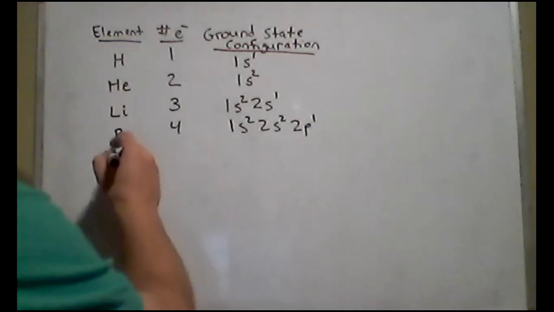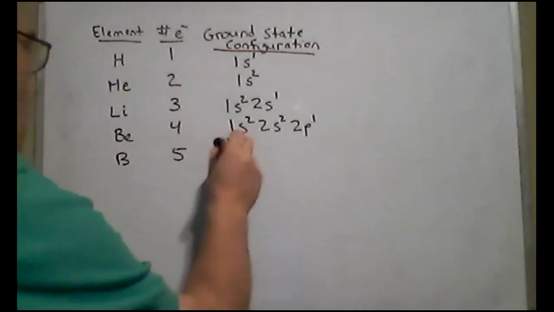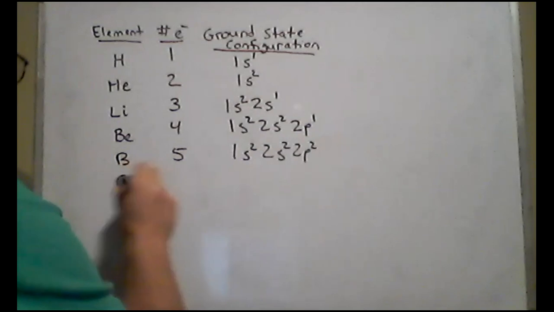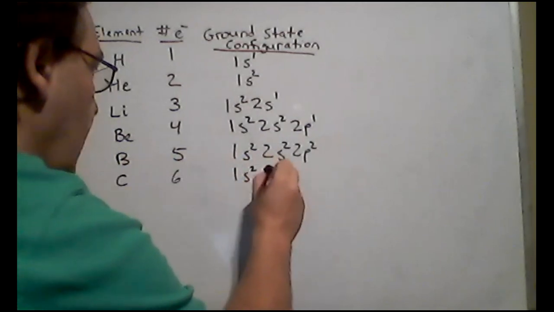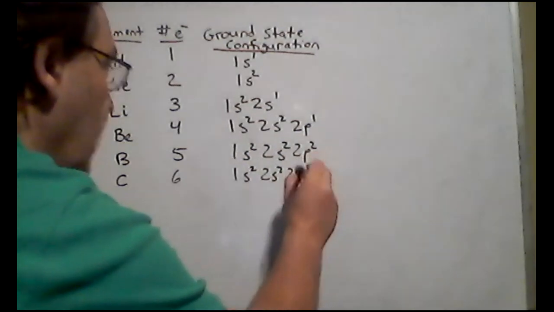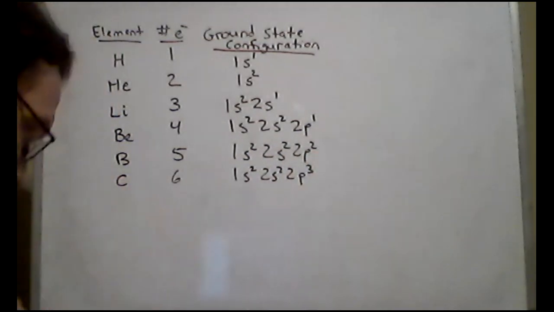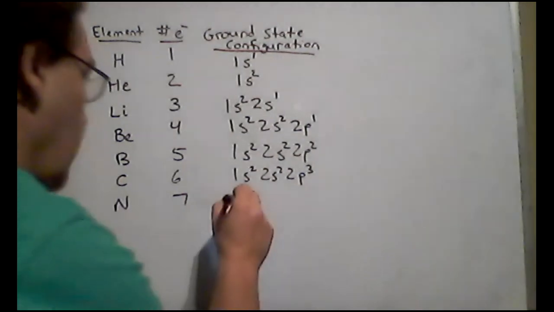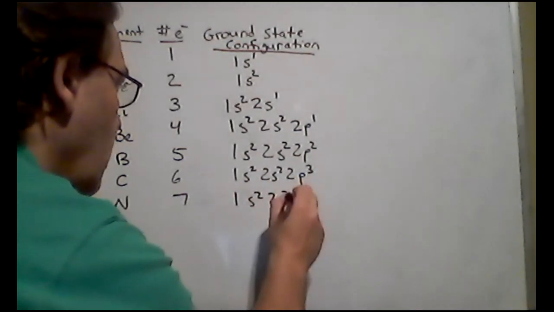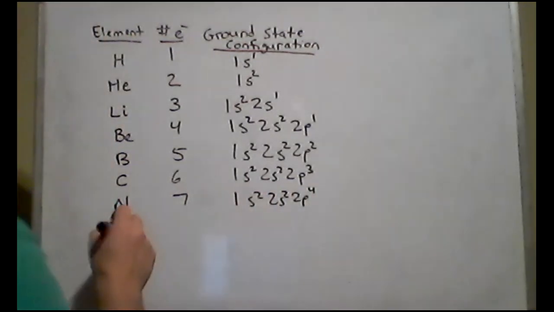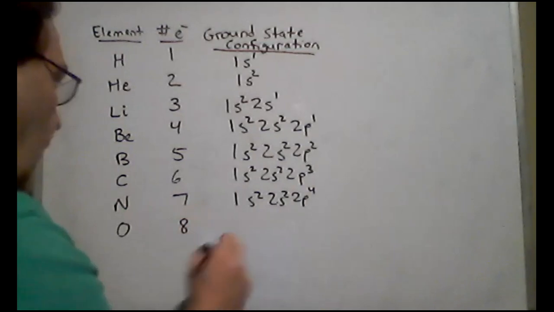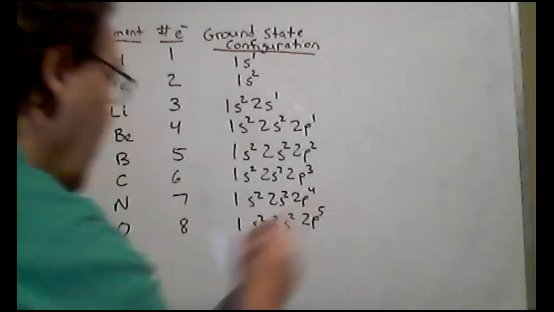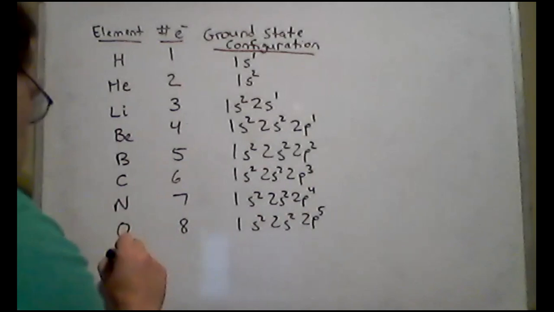So I go boron, element 5, 1s2, 2s2, 2p2. Then I go to carbon, which is 6, 1s2, 2s2, 2p3. I'm filling out the p shell. Okay, what's next? Nitrogen. Nitrogen is number 7. Again, that's 1s2, 2s2, 2p4. Again, I go to oxygen. 8, 1s2, 2s2, 2p5. And finally, I get a full shell, which is neon.